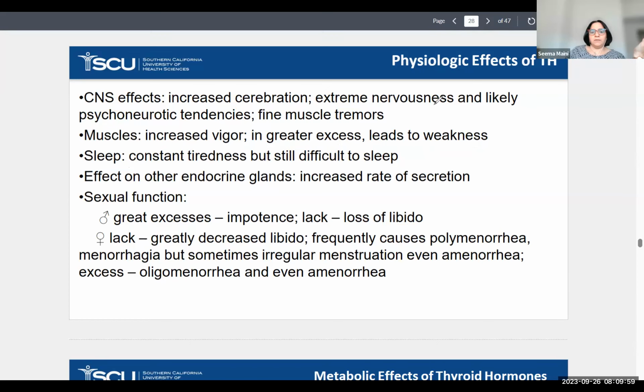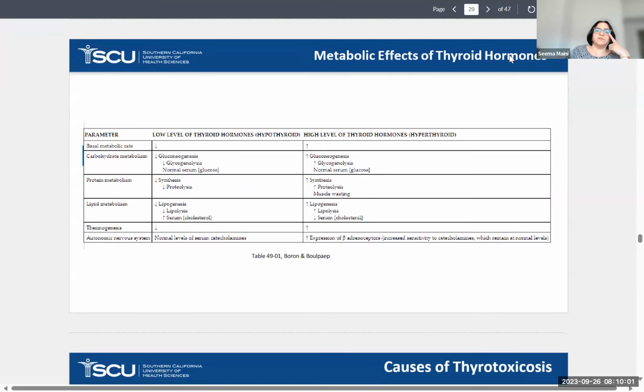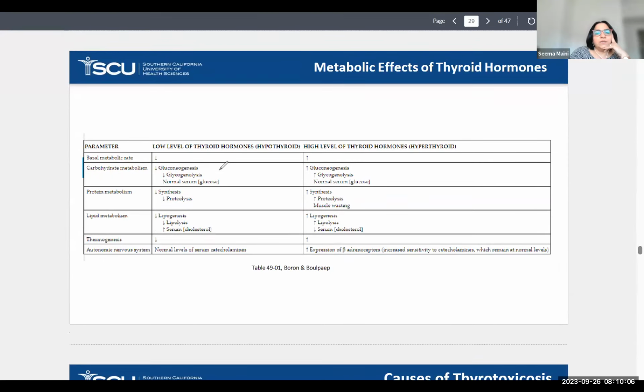Then this is the contrast between hypo and hyperthyroid individuals. In hypothyroidism, there is decreased gluconeogenesis, decreased glycogenolysis. Protein metabolism: there is decreased synthesis and also decreased proteolysis. So overall there's a balance, but increased serum cholesterol levels whenever a person's thyroid levels are low. The person is cold intolerant, with normal levels of serum catecholamines in the autonomic nervous system.